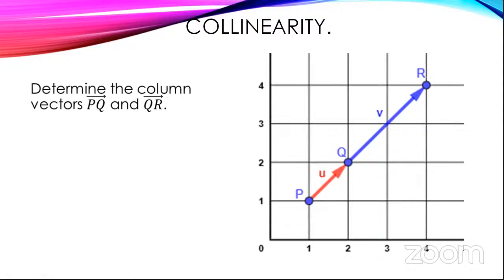What would be the column vectors, students, for PQ and QR? I hope they were paying attention earlier because we would have shared a part of it. So we hope they were listening. Come on, guys, look at it. What would be the column vectors? Miss would have asked of P, Q, and so it's vector PQ and vector QR.